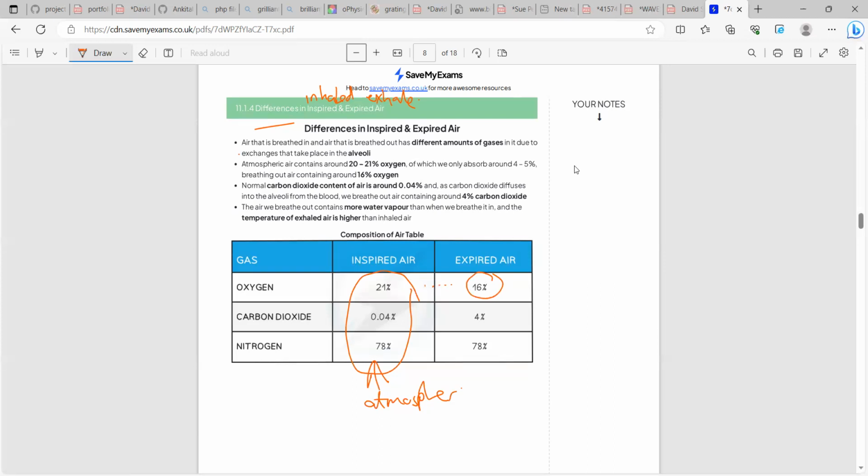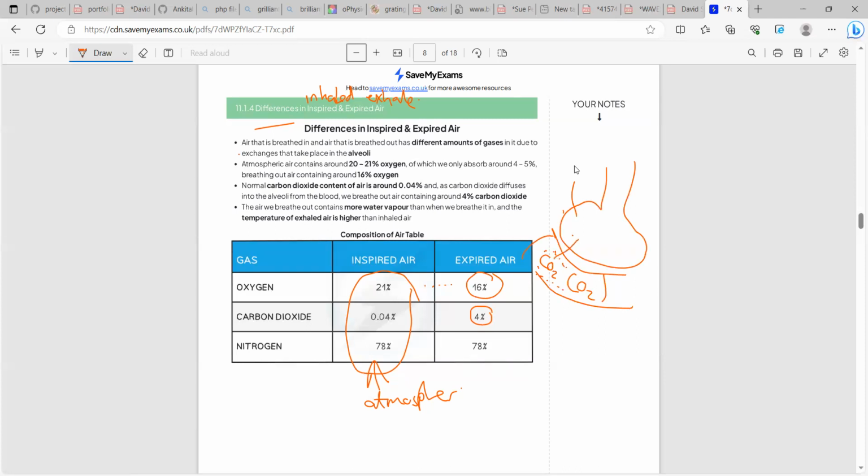And when you exhale, your carbon dioxide percentage is going to increase. Why? Because of a reaction now. You will be having this case. Let me draw the IGCSE. So carbon dioxide will be more concentrated in your blood vessels here, in your capillaries.